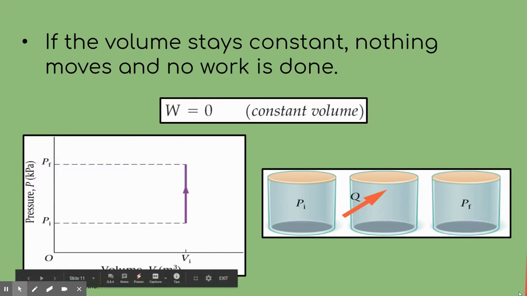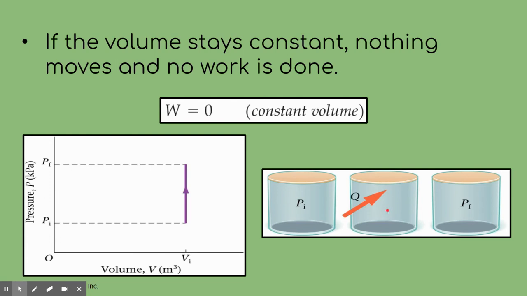Now, when we have a constant volume system, the volume of the gas is not changing. There is no movement being done, which means that no work is done. So our work equals 0 in a constant volume system, and our graph would just be a line.